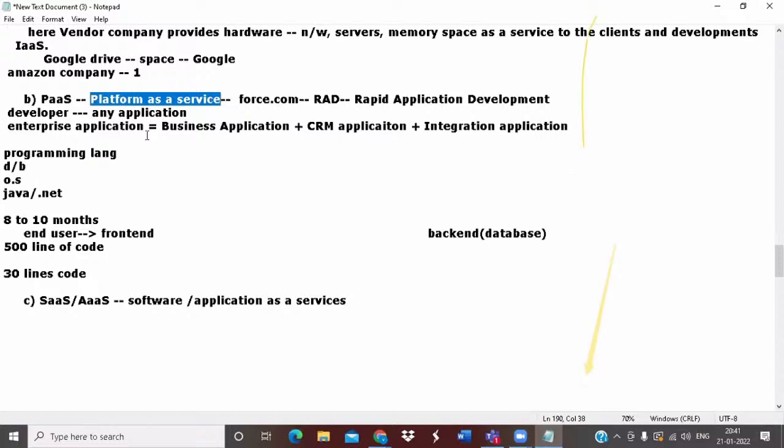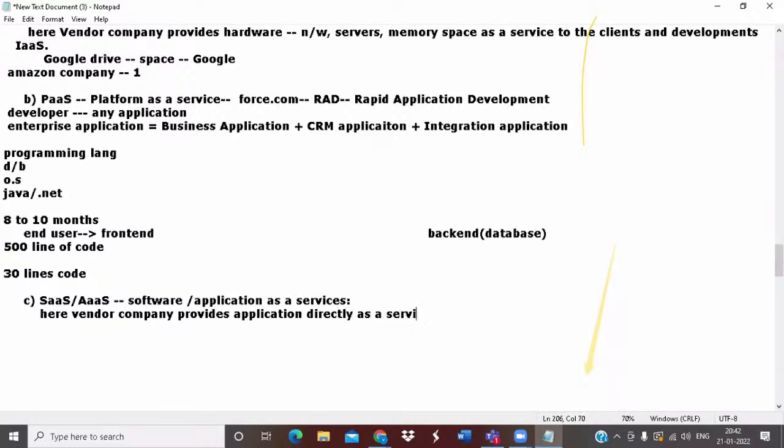And whatever application you developed on a platform, if you give that application directly as a service to the clients and development companies, then that kind of service can be called what? Software as a service or application as a service. Here the vendor company provides the application directly as a service to the clients and also development companies. That kind of service we can call software as a service, or the other way around, application as a service.